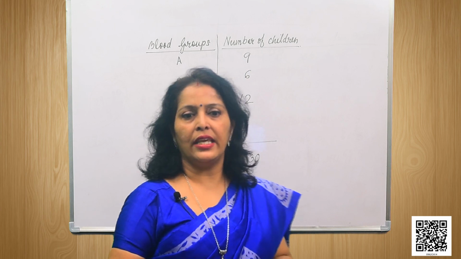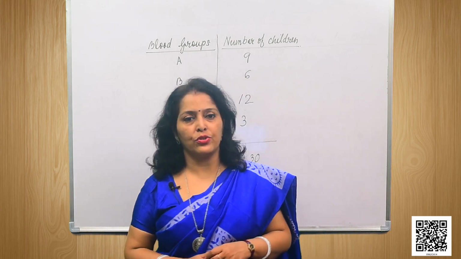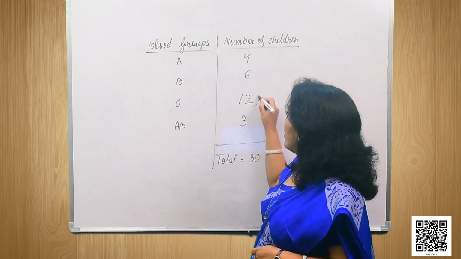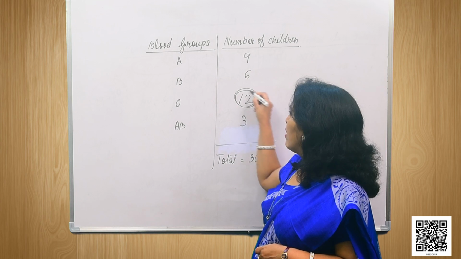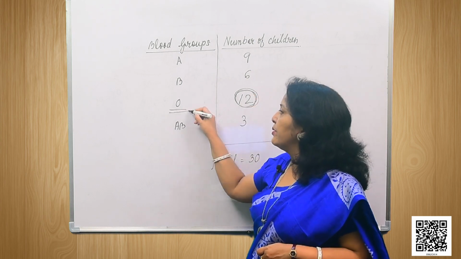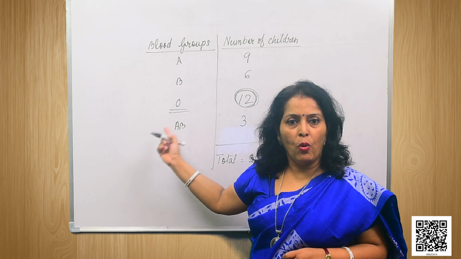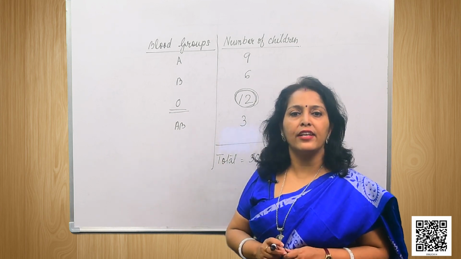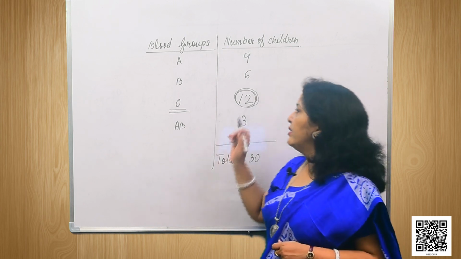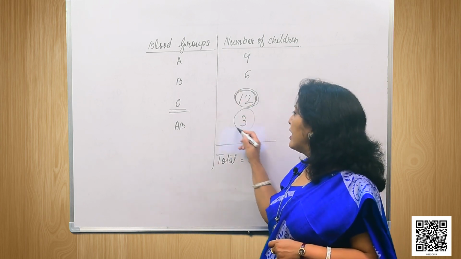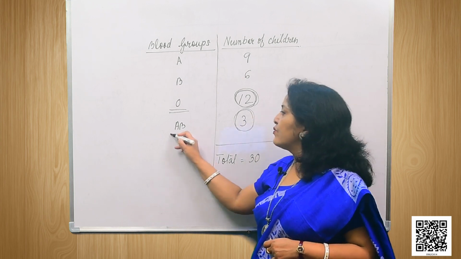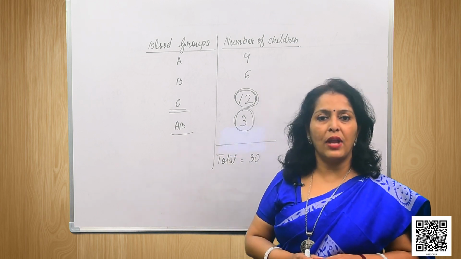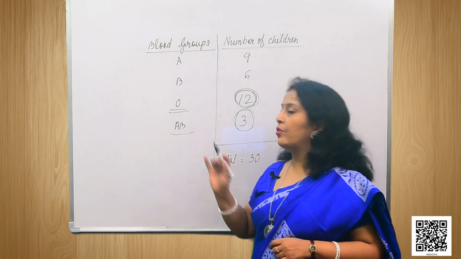Now the first question they are asking is, which is the most common? Check here, the maximum number of times, that is 12 times, the group O has appeared. So we can say that group O is the most common. And the next question is, which is the rarest blood group among these? Here the least number of times is 3, and this is for AB. So we can say that AB is the rarest blood group among all these 4.